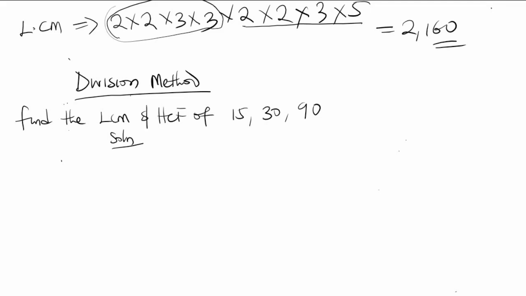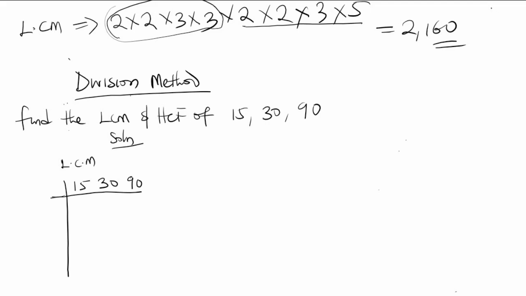Let us find the LCM first. Long division method. This is 15, 30, and 90. First of all, we look at the three numbers and we start from the lowest number, which is 2. Forget about 1, start from 2.